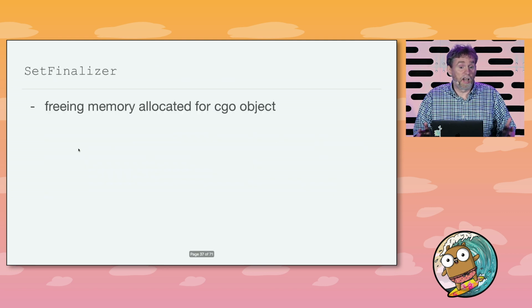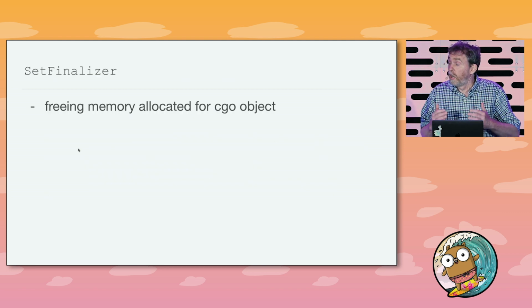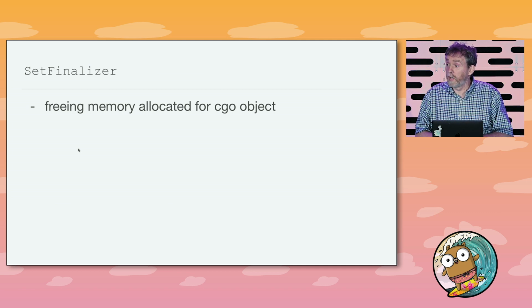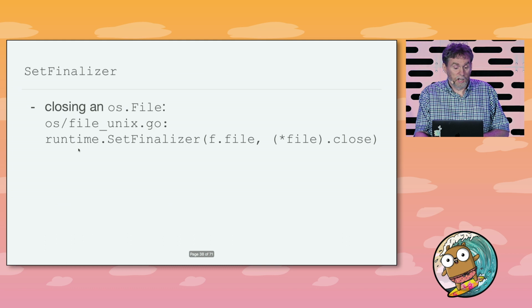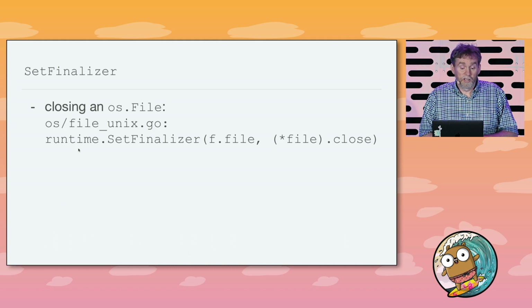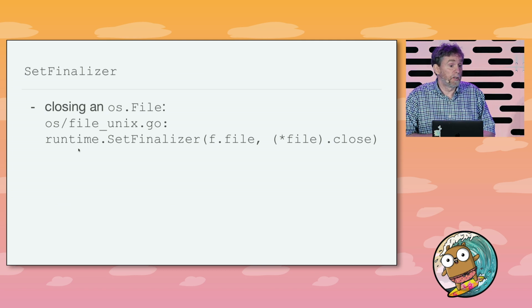SetFinalizer, if you've ever used cgo, sometimes it's a good idea to ensure that the cgo objects you've created are freed up correctly when they're no longer used. You can see it in the os package in the standard library. It sets a finalizer on the file descriptor for a file in order to ensure that that file is closed.